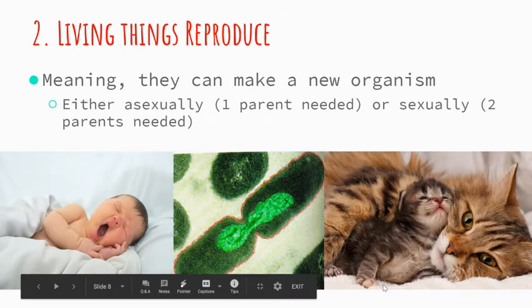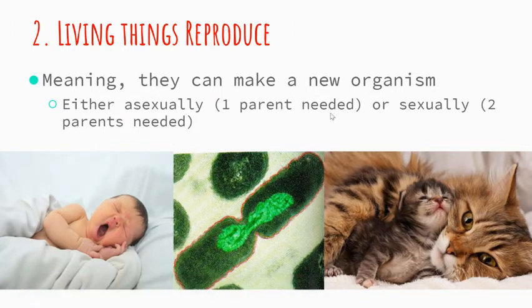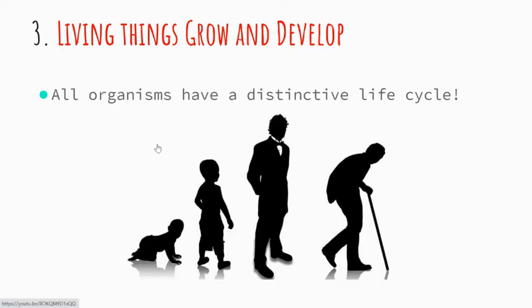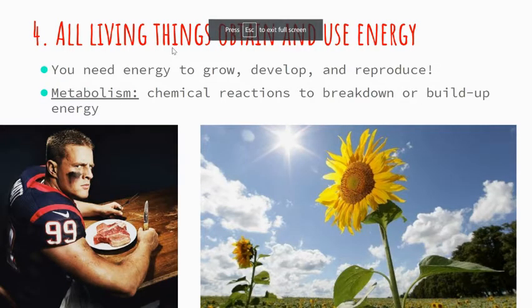Living things reproduce. This means that they make a new organism. This can be done either asexually, so only one parent is needed, the organism itself, or sexually, where 2 parents will be needed. Living things grow and develop. All organisms have a distinctive life cycle. All living things obtain and use energy. You need this energy to grow, develop, and reproduce.